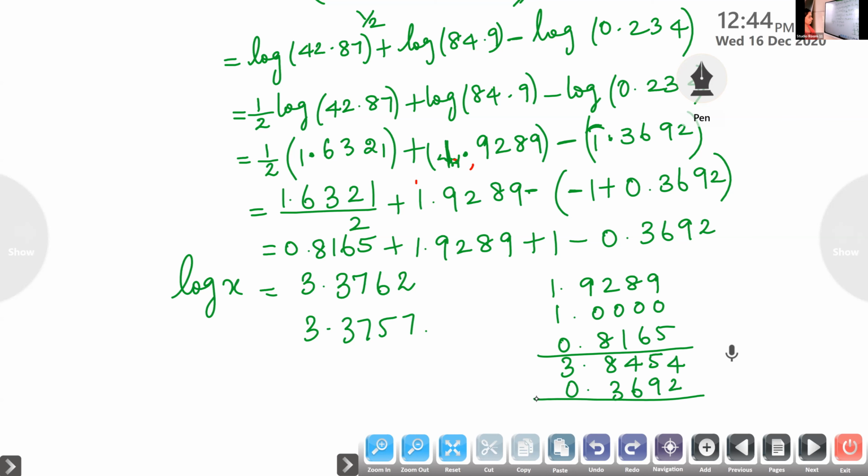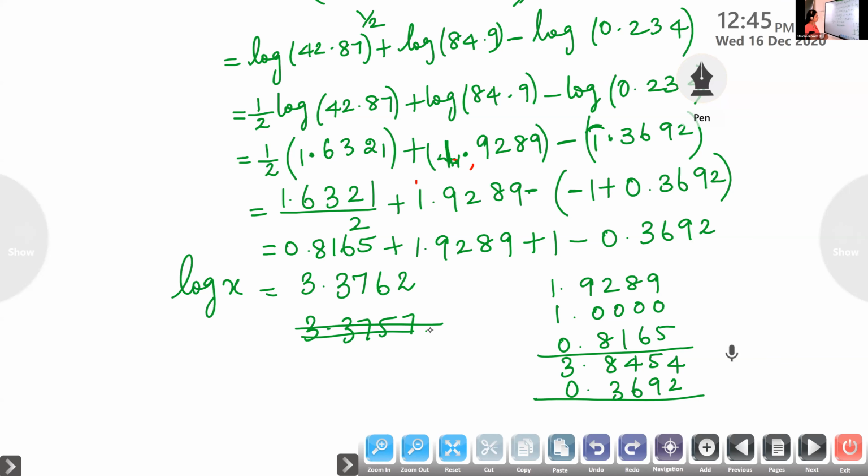Is it okay? When you subtract, what is the answer, Annette? 0.3762. Aparna, is it correct? Yes, ma'am. So the other answer is not correct. Children who got that answer, change it. So we got 3.3762.